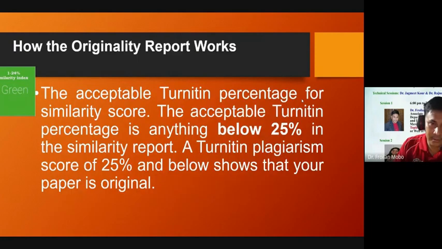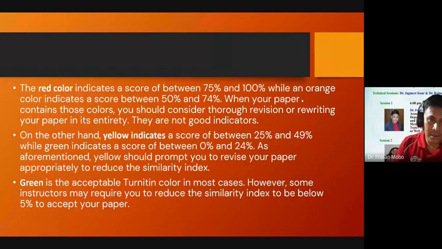So we are really prepared. So how the originality report works, the acceptable platform can be used for similarity score, and from there you'll be able to set a high standard that will be discussed or might be used. Okay. And so the color red indicates a score of between 75% to 100%, but be careful in that particular area. So if it denotes a red mark, it means the paper is not good. There's a need to revise it and use a particular platform to check the similarity. Okay.